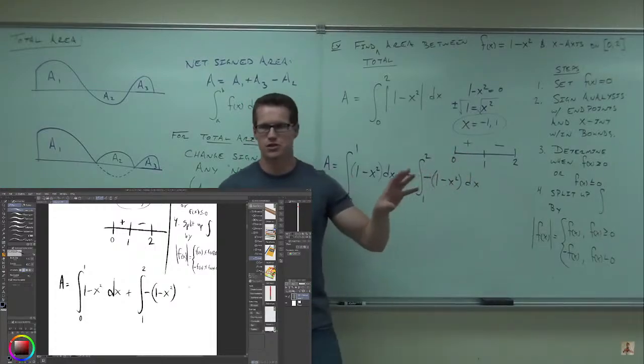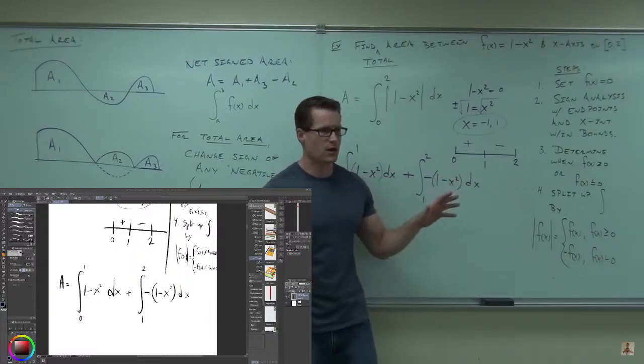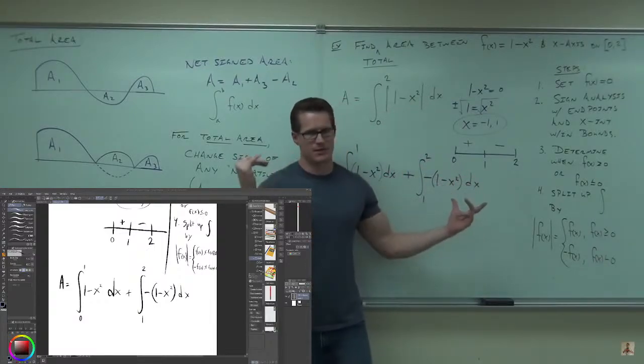Show of hands, how many will be okay with that so far? Okay, I'm not going to do much of a recap. I'm just going to say what we're doing here is basically using a sign analysis to our advantage to determine when a function is positive and negative. Where it is positive for that region, you leave it alone. You just write it, no absolute value. Where it's negative, you just write it, but you have the negative in front of it.